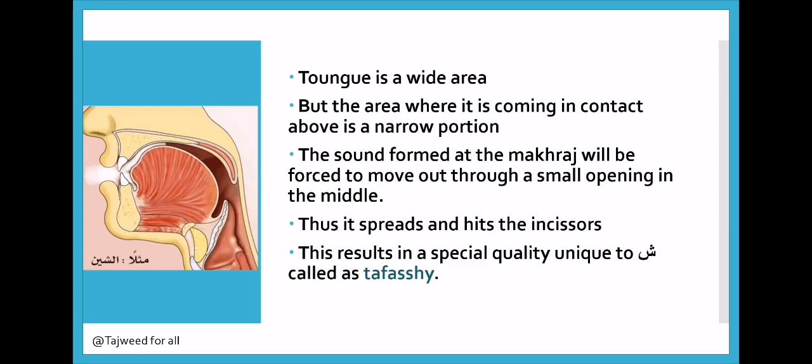Just like the spray bottle, imagine the perfume coming through the nozzle, it will spread and spray out. Similarly, the sound coming from the makhraj will spread and hit until we can feel that air with the sound until our incisors. We can feel it. Shh, right? This is a unique special sifat of the letter sheen. It is called the tafashi.